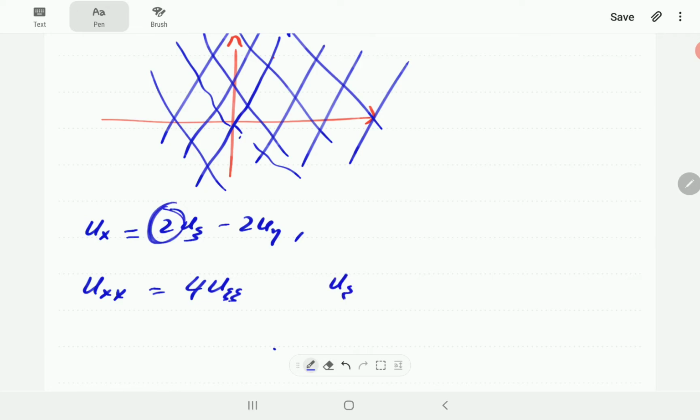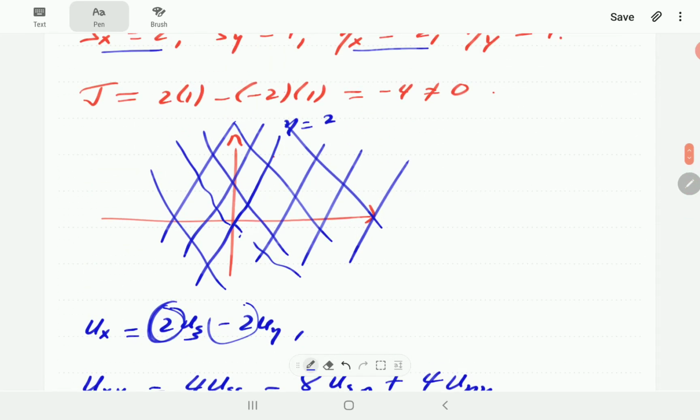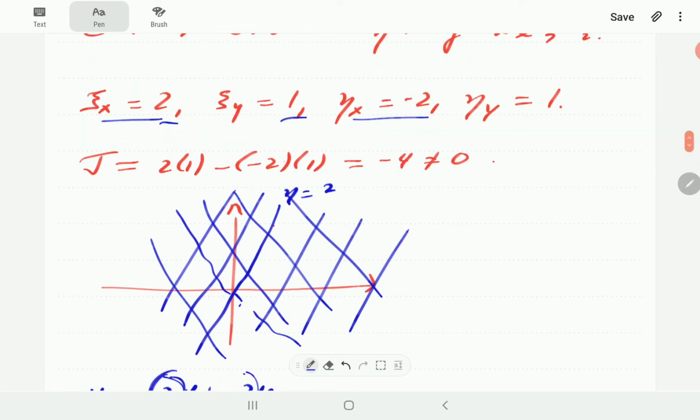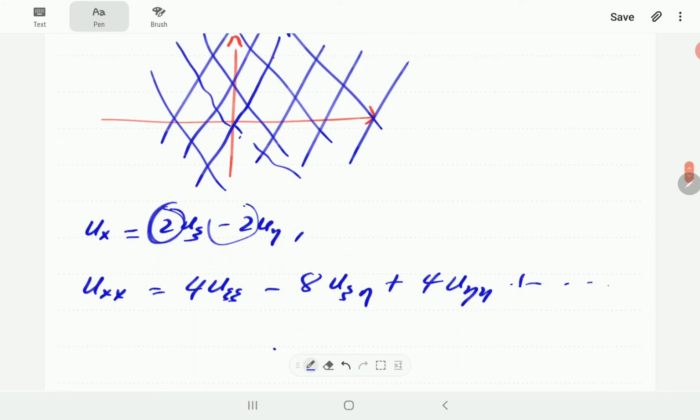And then the coefficient of this one is going to be 2 times this coefficient times this coefficient. So it's going to be minus 8. This one is going to be the square of this one, so it's going to be 4. Since these are constants, there are not going to be u terms here.